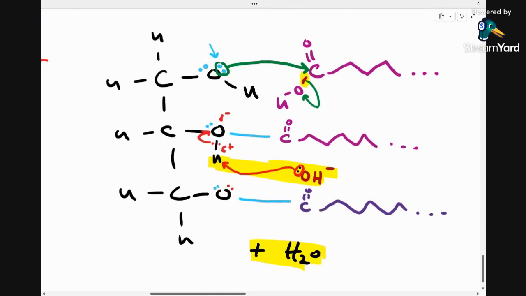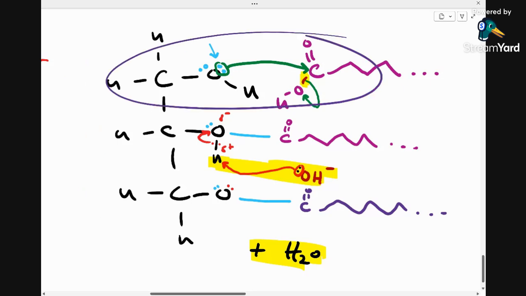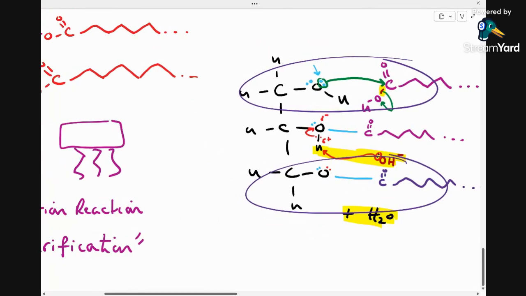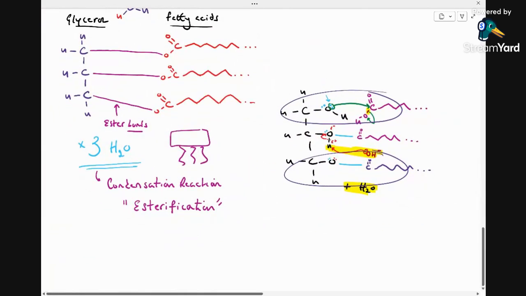Just to be clear, I have drawn that as a step, showing that step one happens with the first sort of 2 groups at the top there. So this is kind of step 1, this is step 2, this is step 3. But of course, all 3 of these steps happen with each individual molecule here, or 2 molecules, to produce this. So I hope that makes sense. Don't worry too much if it doesn't, because you will never be asked to draw the mechanism.